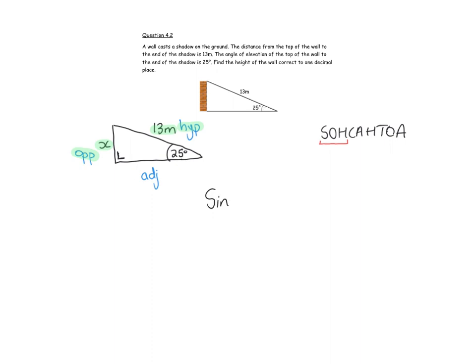So the sine of x, again you could write y, z, sine of ABC, it doesn't really matter. So the sine of x is equal to the opposite over the hypotenuse. So the sine of the angle, and the angle is 25 degrees, is equal to the opposite, which is x, over the hypotenuse, which is 13. To find x then we can multiply both sides by 13. So 13 sine 25 is equal to x.